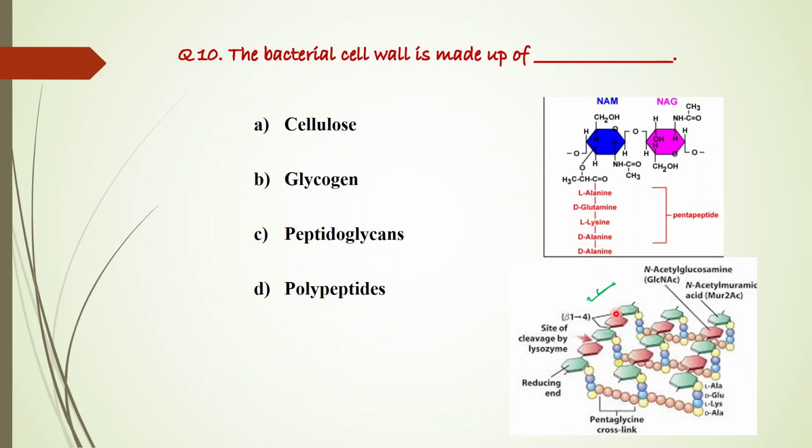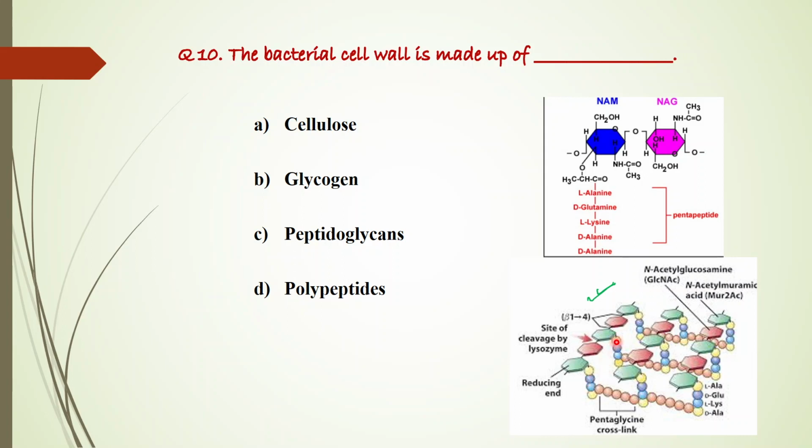So this is your alternating NAM-NAG units. This is one strand, this is another strand, this is the third strand, and this is how it will continue. And you have some other units in between. So what are these things? These are cross-linking. You should not confuse it with branching.